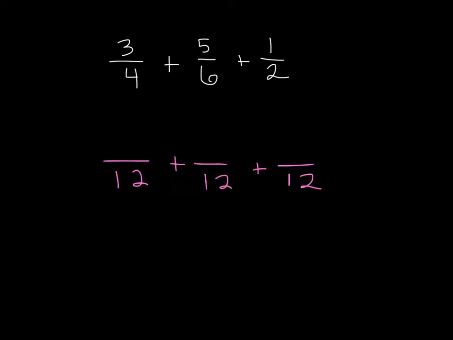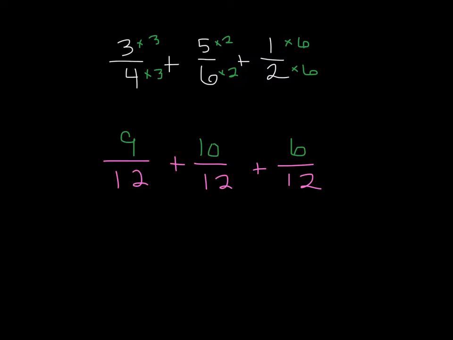Now to get 12, I have to multiply 4 times 3. So I do 3 times 3, which is 9. I'd have to do 6 times 2 to get 12. So we do 5 times 2, which gives me 10. And then I have to multiply 2 by 6 to get 12. So we do 1 times 6, which is 6.